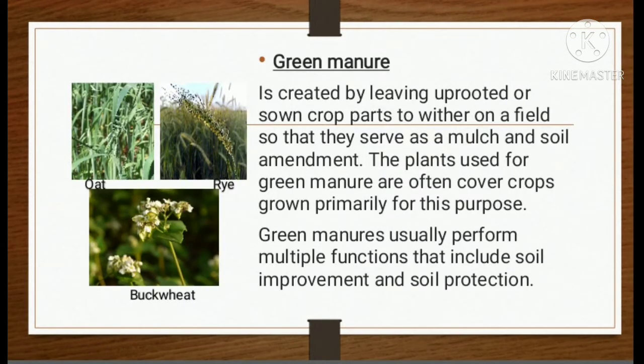Green manure. Green manure is created by leaving uprooted or sown crop parts to weather in the field so that they serve as a mulch and soil amendment. The plants used for green manure are often cover crops grown primarily for this purpose. Green manures usually perform multiple functions that include soil improvement and soil protection.